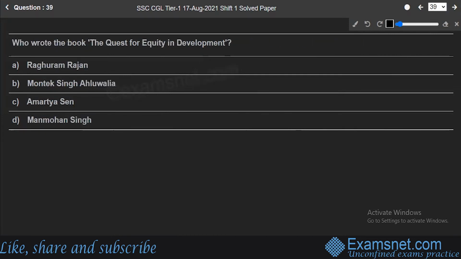Who wrote the book, The Quest for Equity in Development? Is it Raghuram Rajan, Montek Singh Ahluwalia, Amartya Sen, or Manmohan Singh? Manmohan Singh wrote the book, The Quest for Equity in Development, in 1986. This book gives the detailed policies regarding economic and social development. So, option D is the answer to the question.